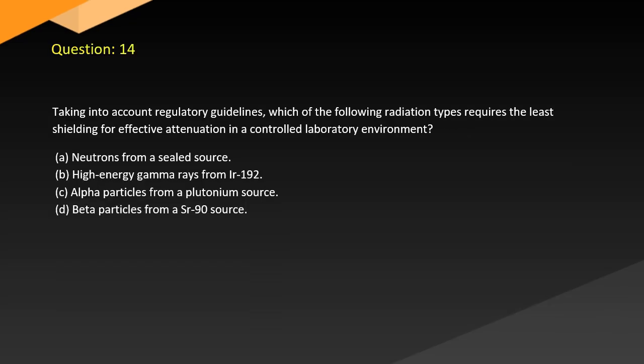Question 14. Taking into account regulatory guidelines, which of the following radiation types requires the least shielding for effective attenuation in a controlled laboratory environment? A. Neutrons from a sealed source. B. High-energy gamma rays from Ir-192. C. Alpha particles from a plutonium source. D. Beta particles from a strontium source.